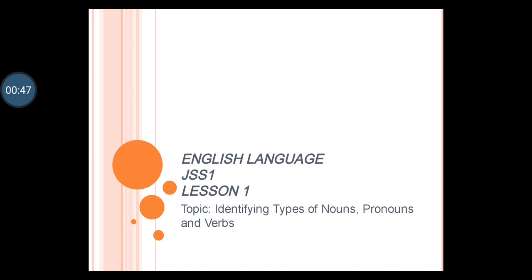So, today our topic is identifying types of nouns, pronouns, and verbs. I know you all know what nouns are. You also know what pronouns and verbs are. But today we are going to be talking about the different types of nouns, how you can identify them, and how you can identify the different types of pronouns and verbs as well.